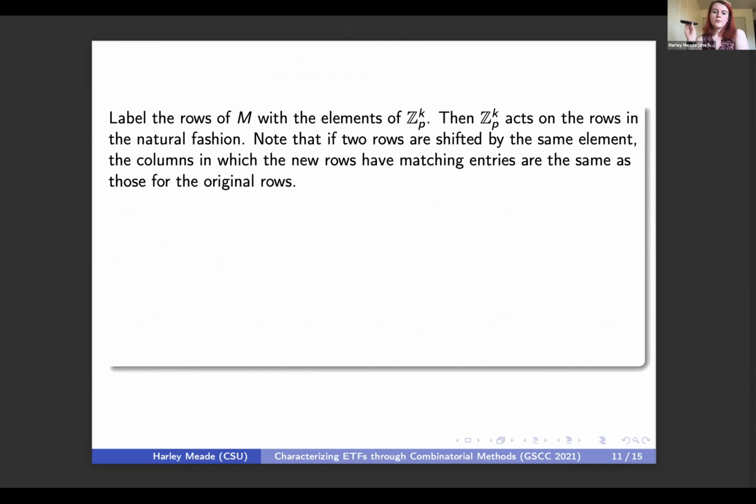So if you label the rows with the elements of Z_P^K lexicographically, then you can think of Z_P^K as a group acting on the rows in kind of the way you would expect. And so that means that if you take two rows that are shifted by the same element, since what's really happening with that group action is multiplication by a diagonal modulation matrix, where they matched before is going to be exactly where they match in the shifted rows.